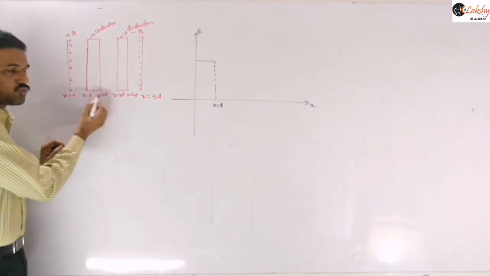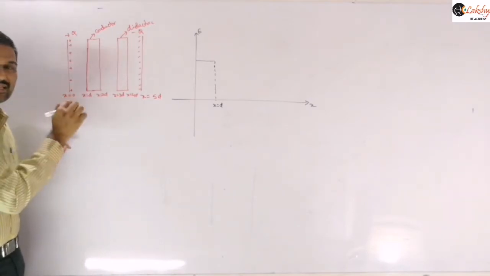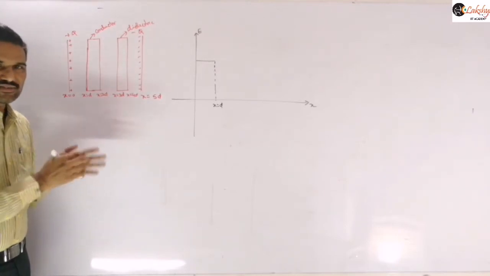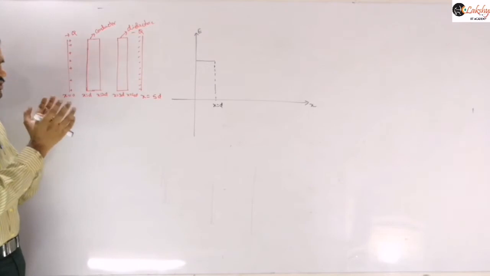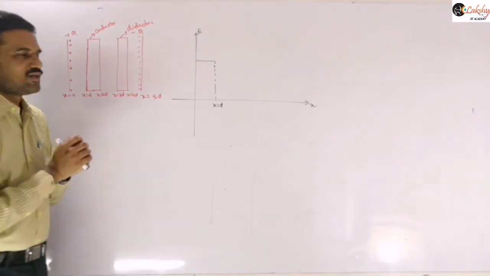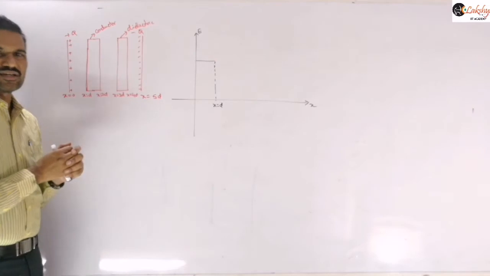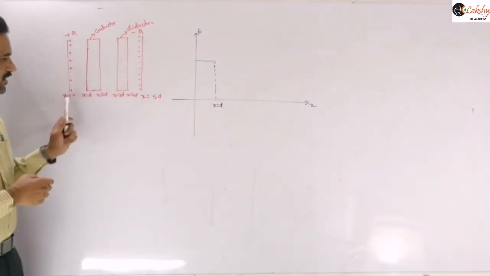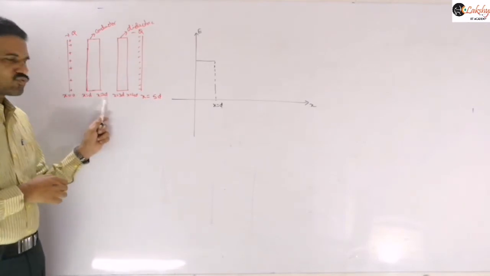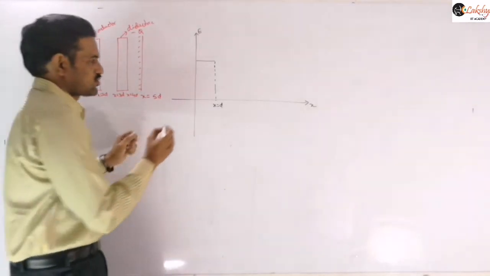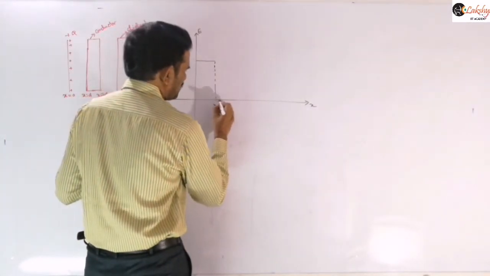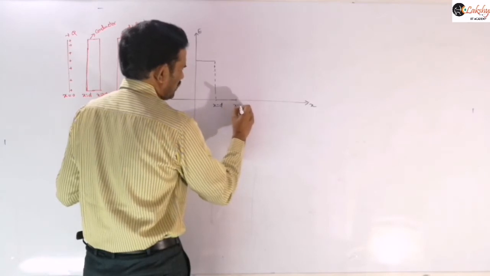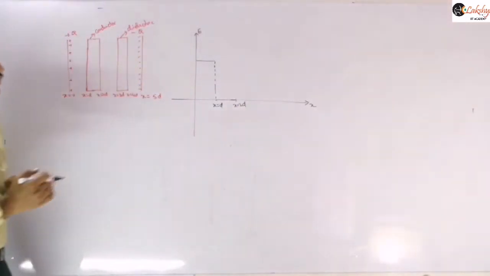Next, from d to 2d, that is a conductor. What is the electric field inside the conductor? In electrostatics, the charges are not flowing inside the conductor. We know very well the electric field inside the conductor is 0. So from d to 2d, the electric field will be 0, which coincides with the x-axis. So there is no field.